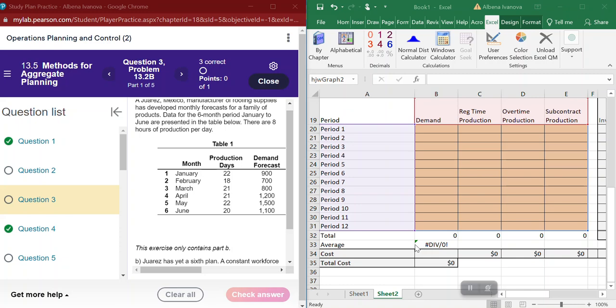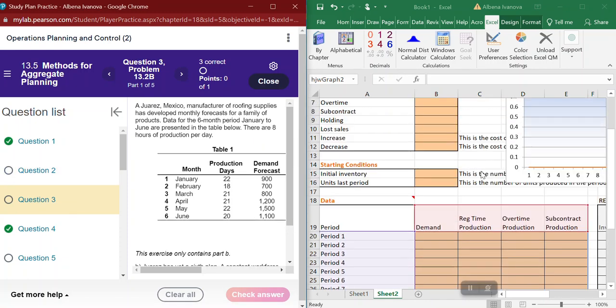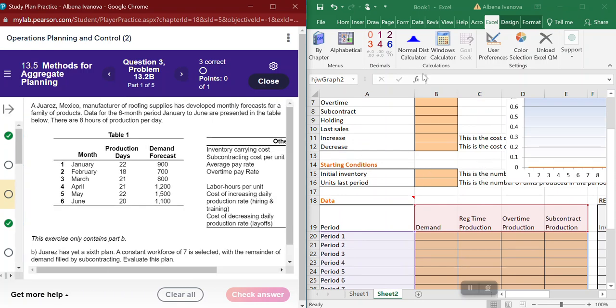Hello everyone, this is the tutorial for question 3 from the study plan on aggregate planning process. I'm going to open a new template in Microsoft Project, in Excel, and I'm going to transfer the information from the table.